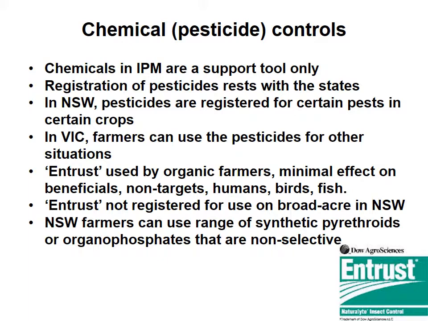Entrust is used by organic farmers because it has a minimal effect on beneficials, non-targets, humans, birds and fish. But Entrust is not registered for use on broadacre in New South Wales. New South Wales farmers can use a range of synthetic pyrethroids or organophosphates that are non-selective. And because they're non-selective, they may be toxic to a wide range of animals, fish, birds and mammals. So the argument on pesticide here is not logical, but it's bound by law.